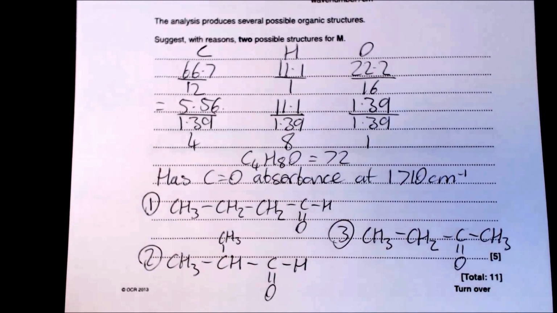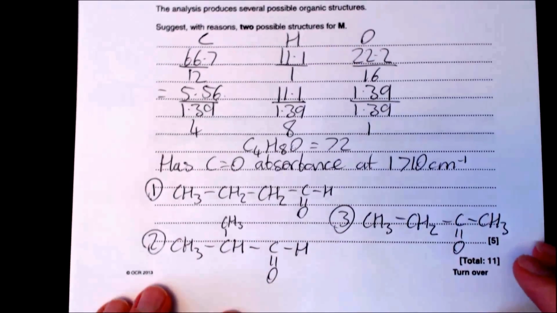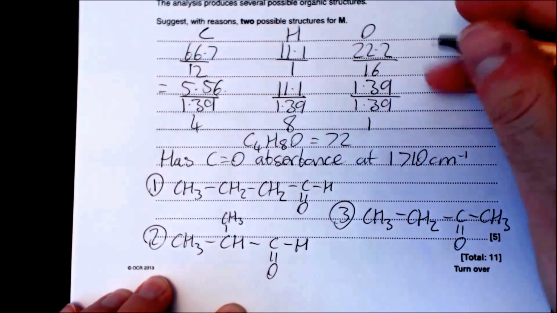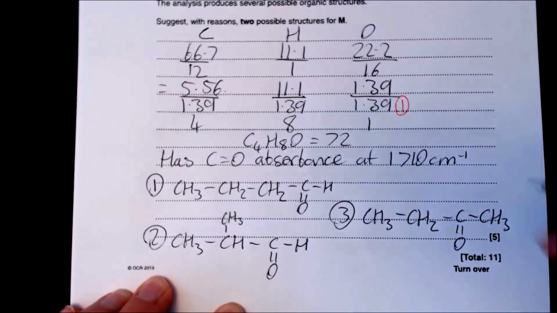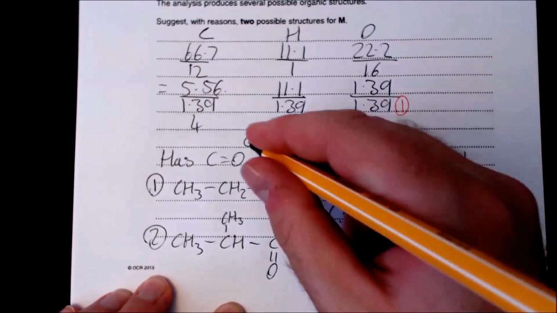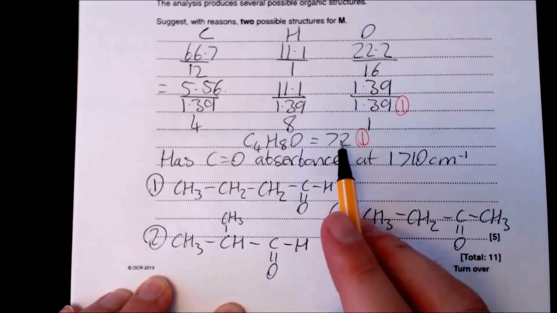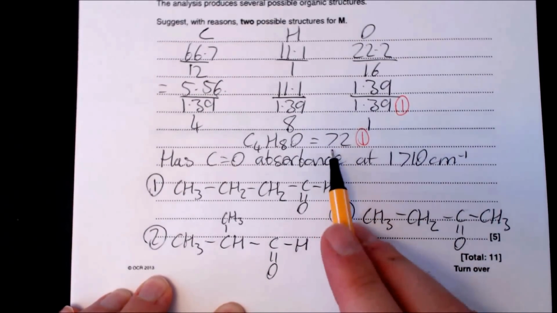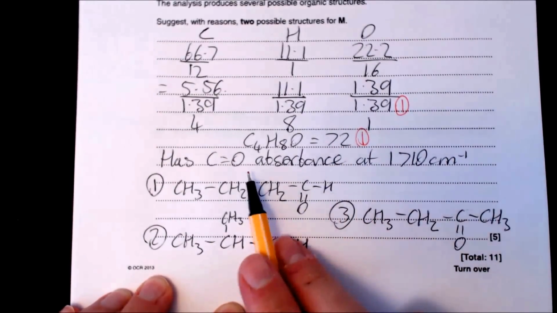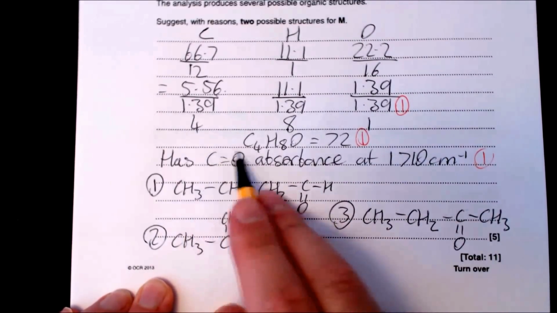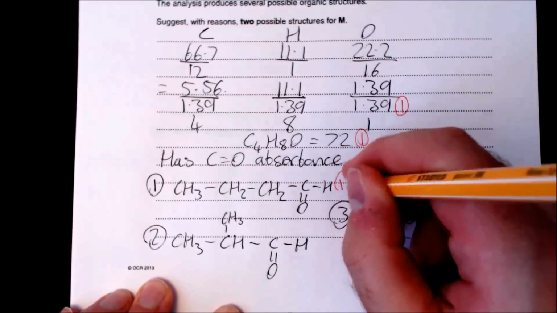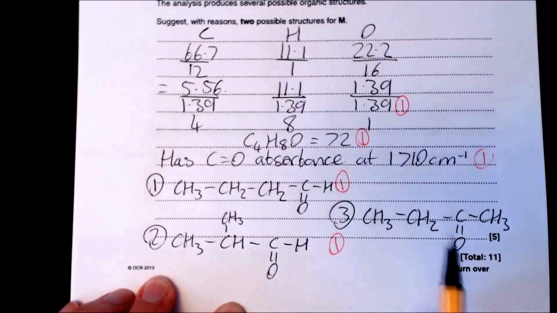Right, so in terms of marks, there's 5 marks up for grabs here, so there's quite a few. Now, in terms of the marks, we have 1 mark for working out our ratios there. We also get a mark for working out the empirical formula, and it just so happens to be the molecular formula as well. You get a mark for stating that we have an absorbance at 1710, and this is because of the carbonyl group. And then your last 2 marks come in for drawing your 2 structures.